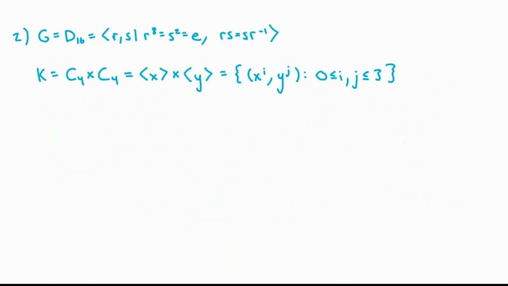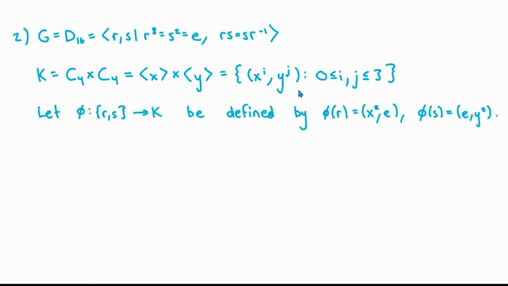For our second example, let's let G be the dihedral group of order 16, given by the presentation with generators R and S, satisfying the relations that you see here. And let's let K be the direct product of C4 cross C4, taking X as a generator for the first component and Y as a generator for the second component, so that every element of this group can be written as X to the I, Y to the J, where I and J go from 0 to 3.